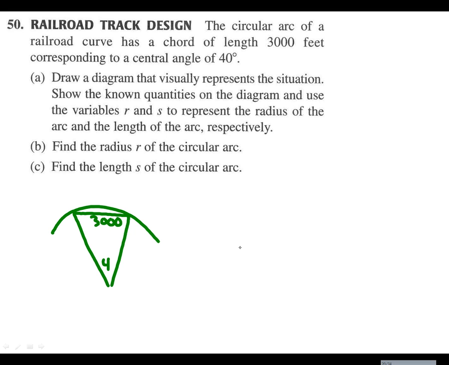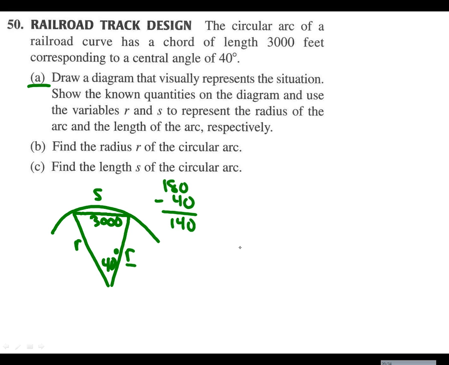Our angle's 40 degrees. For part A, let's draw a diagram. We have that. Labeling S and R. And R is both sides there. So with that, we actually know the other angles because, remember, there's 180 degrees in a triangle. Take away your 40, you're left with 140.